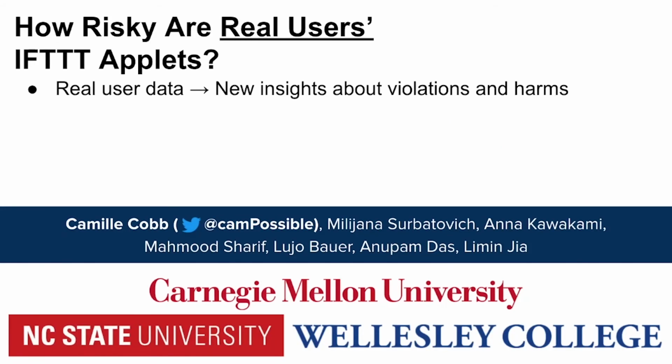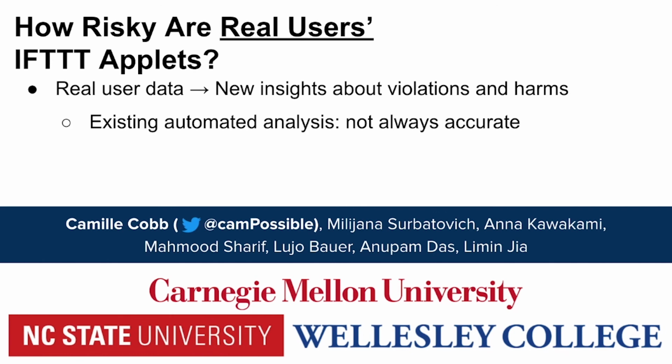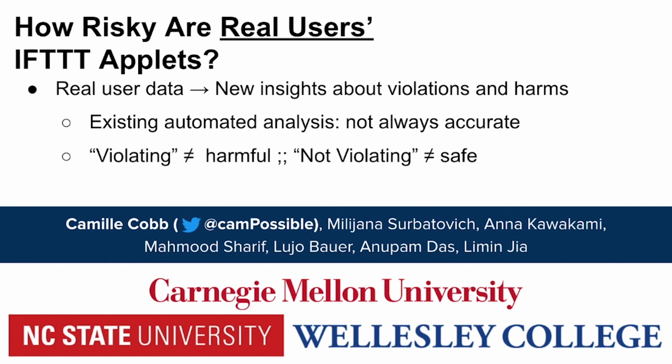In this talk, I've shown how real user data can help us better understand whether IFT rules actually create secrecy or integrity vulnerabilities, and independently, whether those issues related to secrecy and integrity are likely to correspond with actual harmful outcomes. We found that the existing automated analysis is not always accurate. It sometimes mislabels violating applets as non-violating and vice versa. But more generally, we found that the harms that can arise from users' IFT rules do not always correspond to secrecy and integrity violations. There are legitimate, harmless reasons to use rules that technically have secrecy or integrity violations, and there are possible harms, such as surveillance risks to incidental users, that do not have secrecy or integrity violations.